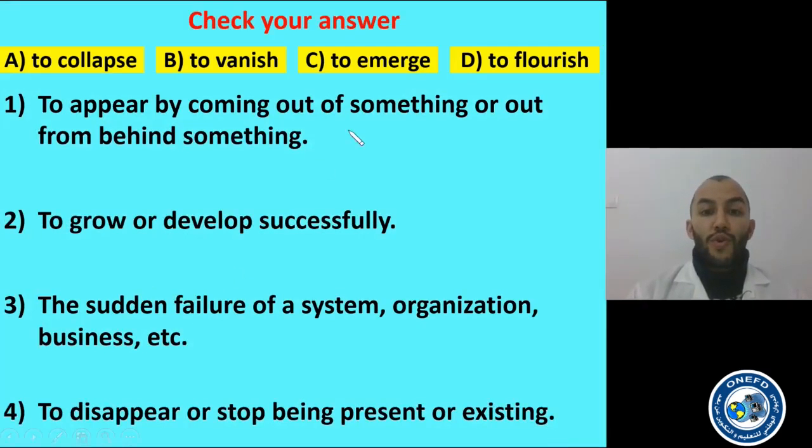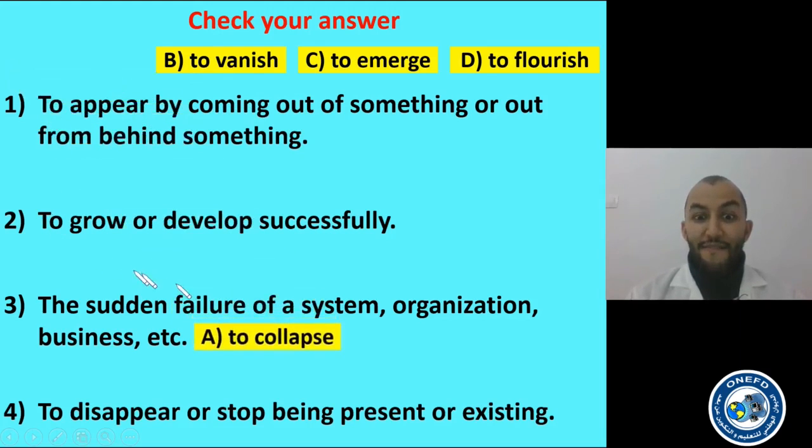Now again, we have 4 words and we need to match each one with its proper definition. Okay, so let's see. To collapse. So what is it? Yeah, the sudden failure of a system, organization, a business, etc. Right? All right. Well done, guys.